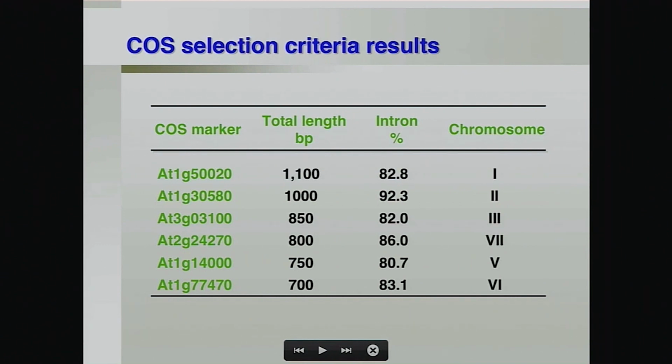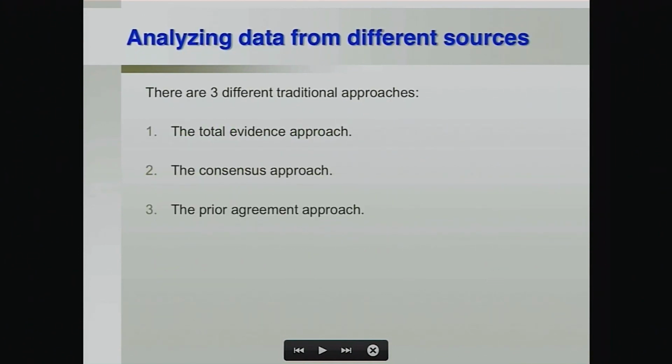Then, let's say, here I am showing some of the characteristics of some of the COS that we used. Look, the total length was between 700 to 1100. For the intron content, the best ones are around 80%, looking at potatoes. It doesn't mean the same for other species, okay, or other sections. For potatoes, those with less intron content are not useful. And you can see here that they map in different chromosomes.